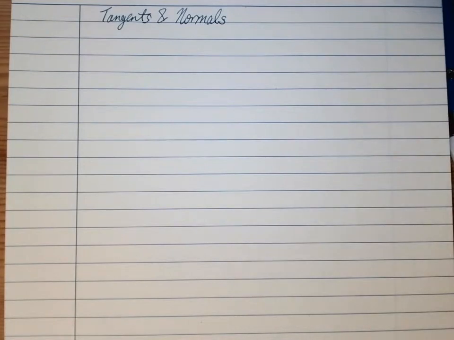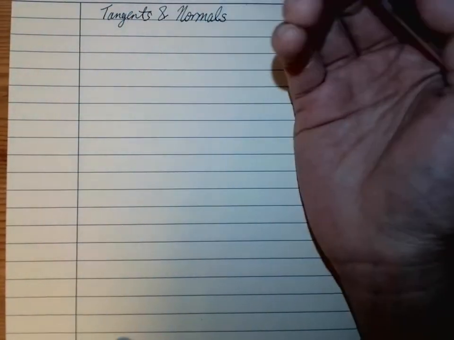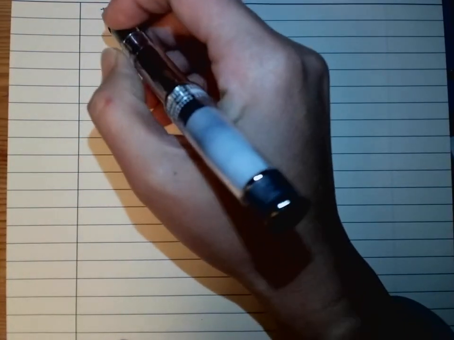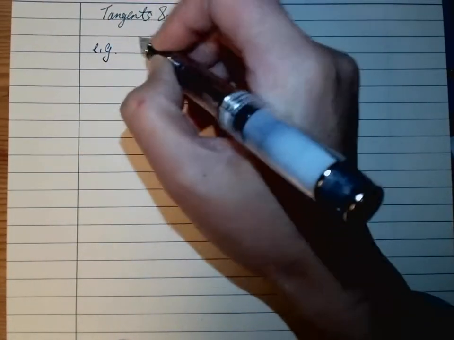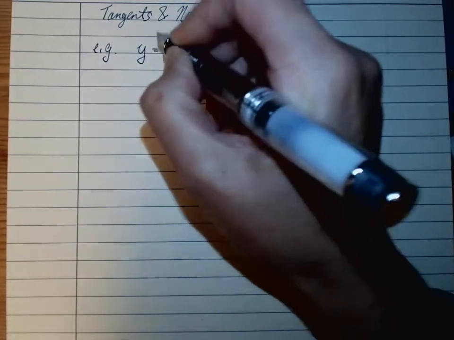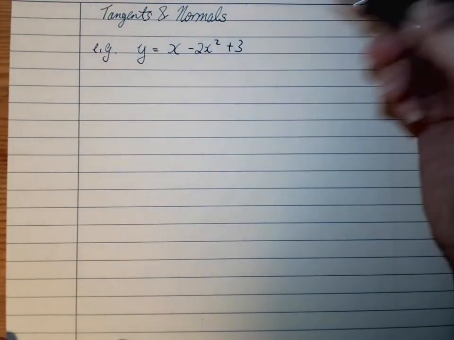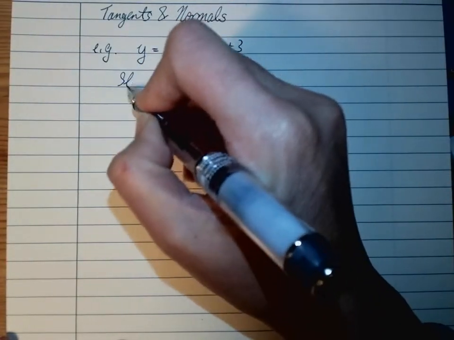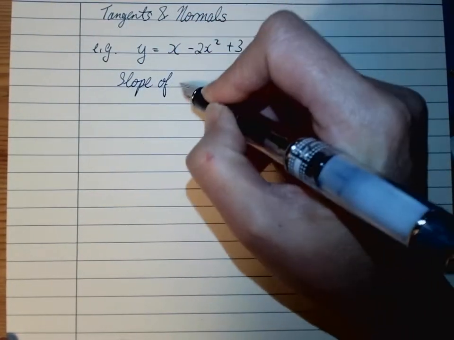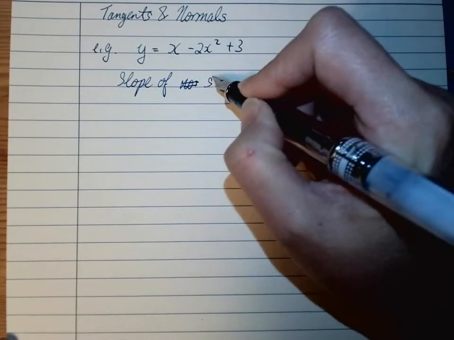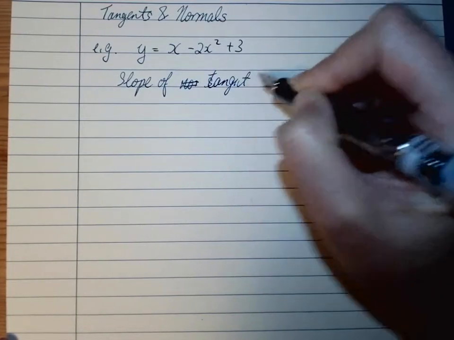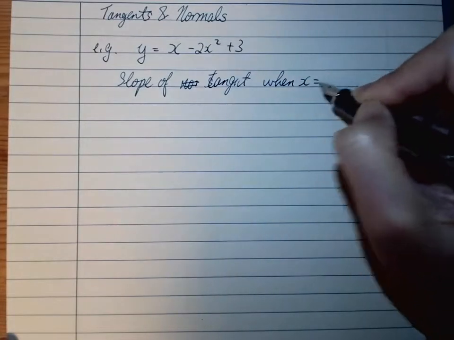Alright, tangent and normal. If you still remember, differentiation is actually finding the slope of the tangent. So we would be able to find the slope of the tangent if we're given a curve. Say for example, I want to find, when y equals x minus 2x squared plus 3, the slope of the tangent when x equals 2.